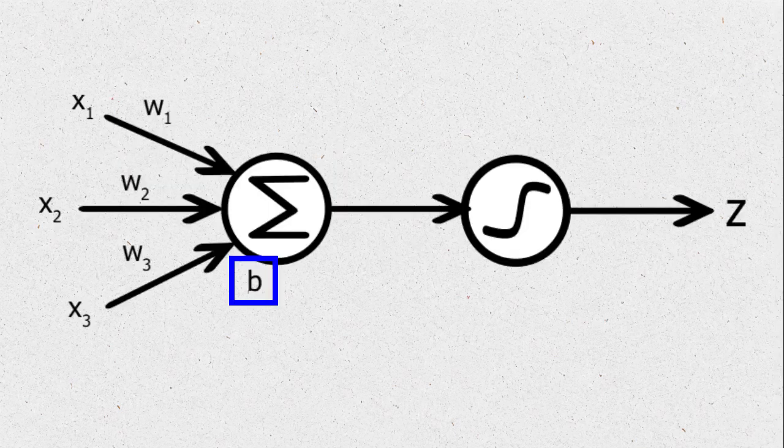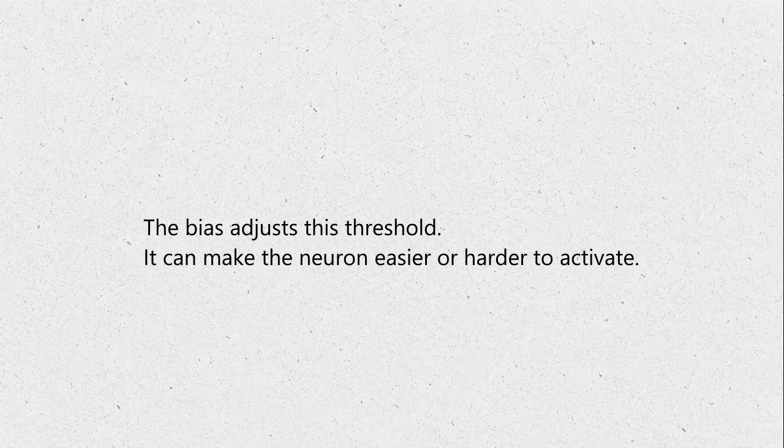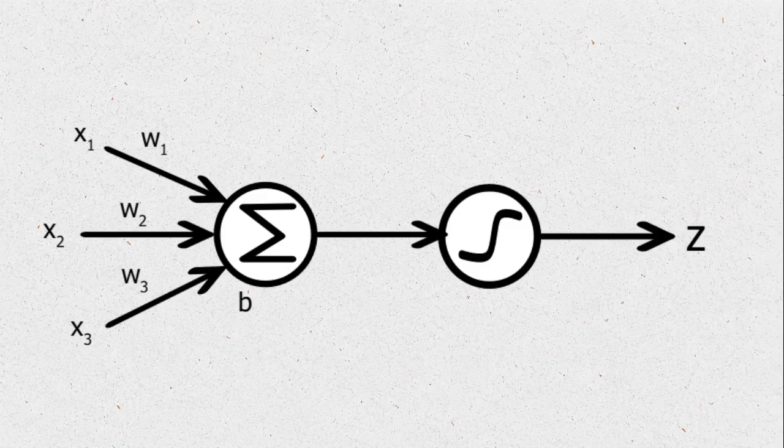Bias. The last component is the bias, represented by b. You can think of the bias as the neuron's starting point before it considers any inputs. Imagine you're taking an exam that requires at least 10 points to pass. That passing score acts like a threshold. The bias adjusts this threshold. It can make the neuron easier or harder to activate. Without a bias, the perceptron would be much less flexible and would struggle to learn many types of patterns.